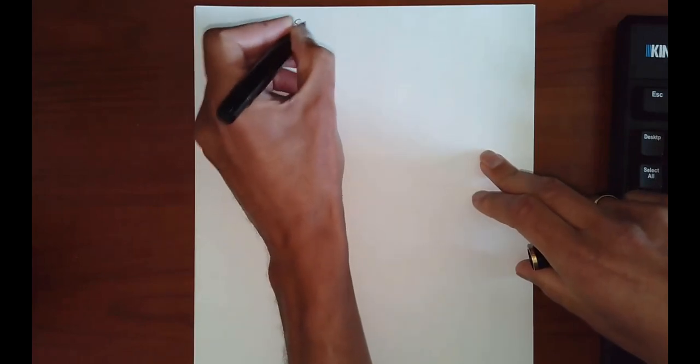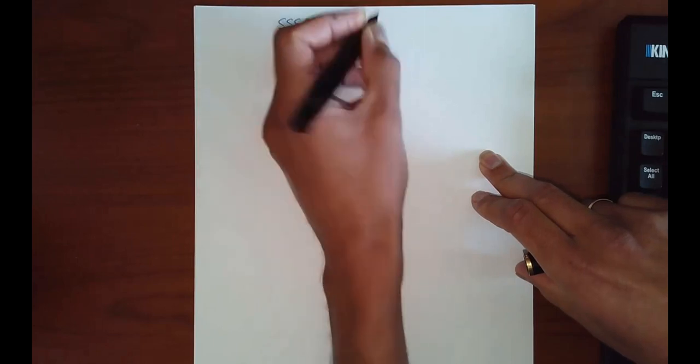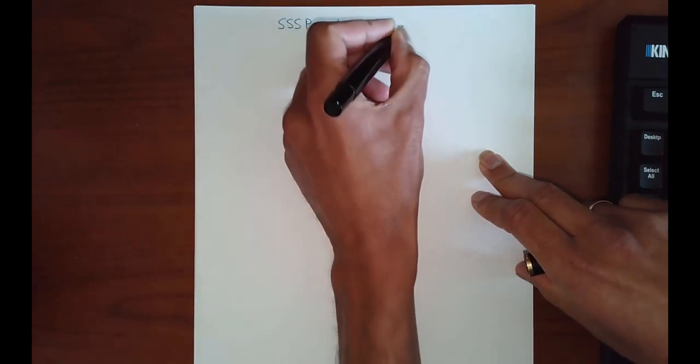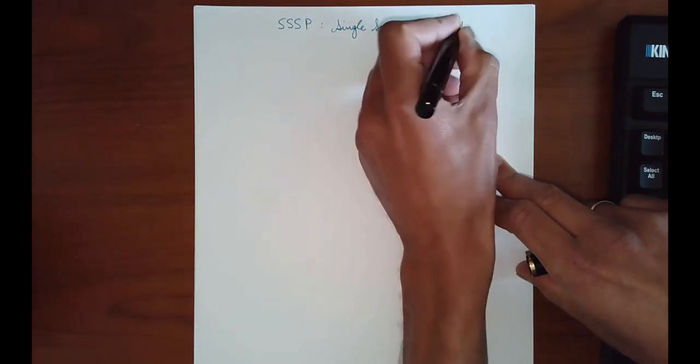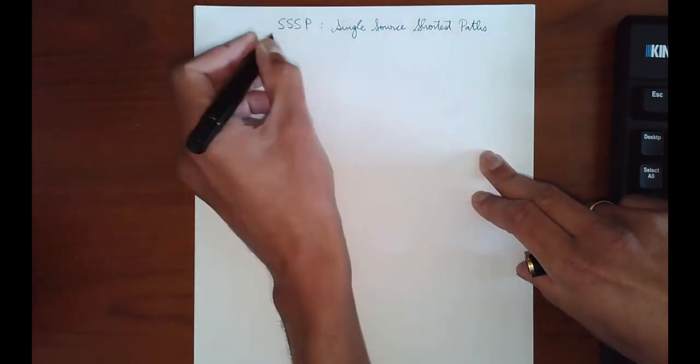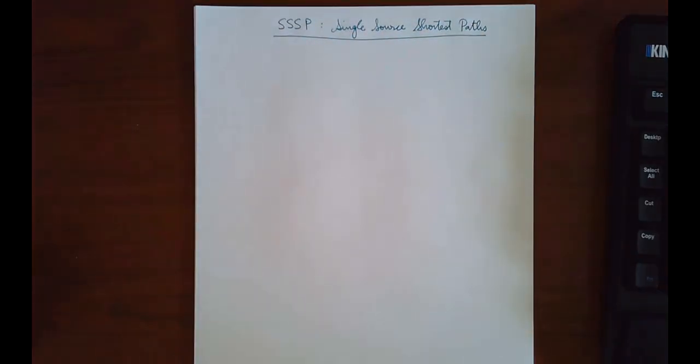And so one of the first topics that we'll do, in the 2 lectures, the first topic will be a classic problem called SSSP, which is single source shortest paths. Single source shortest paths.